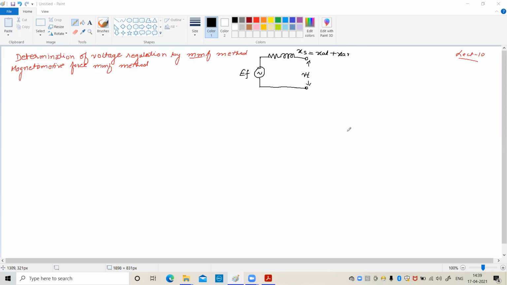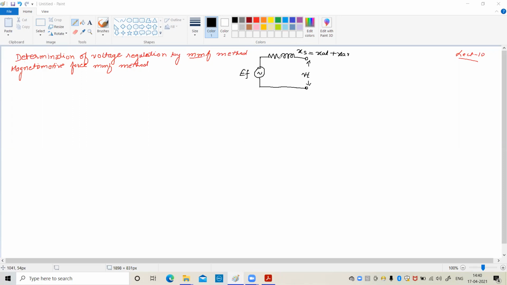So today we are going to start our lecture number 10, determination of voltage regulation by the MMF method, the magnetomotive force method. In the MMF method, whatever the EMFs or voltage drops across the resistance and synchronous impedance, and the voltage induced in the generator, are converted into their equivalent MMF. And therefore this method is called the MMF method.